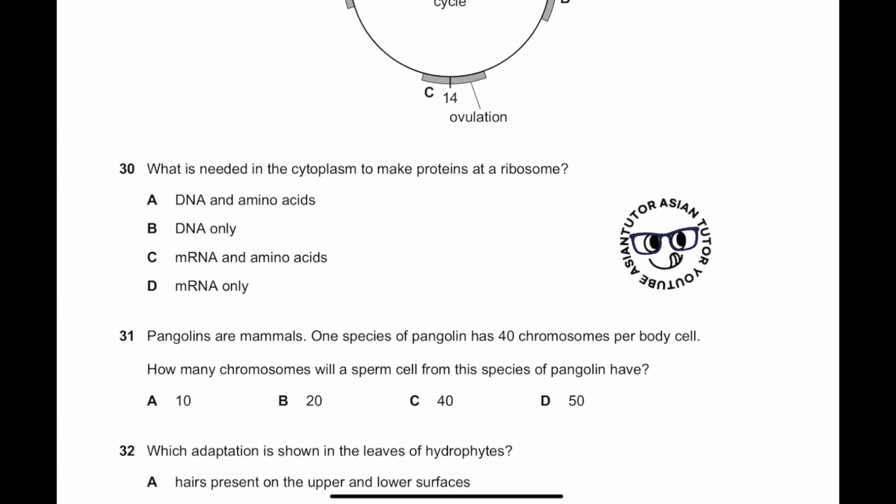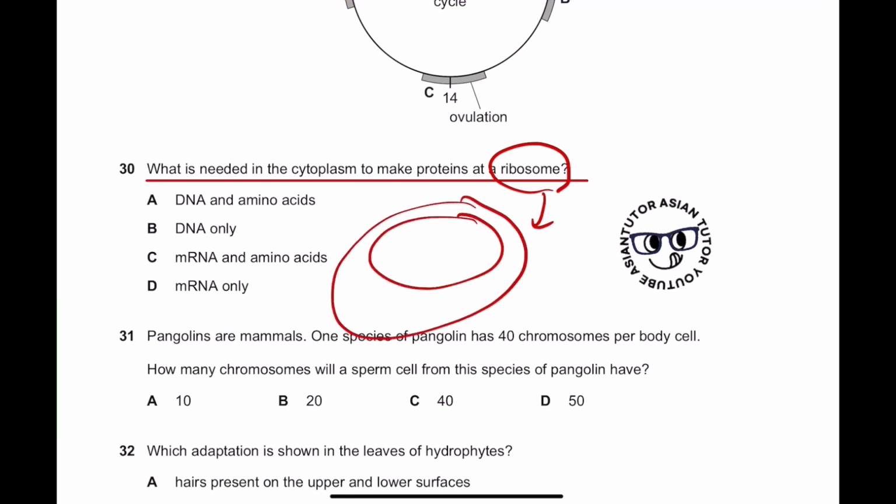Number 30. What is needed in the cytoplasm to make proteins at a ribosome? Okay, so what is needed in the cytoplasm to make proteins at a ribosome? So ribosome is the organelle that produces proteins within a cell so that the cell can actually use the protein. Okay. So what is needed? Of course, the cells need DNA. So the DNA becomes RNA, or actually DNA doesn't become RNA. mRNAs are actually made from the DNA. I've got to make the correction there.